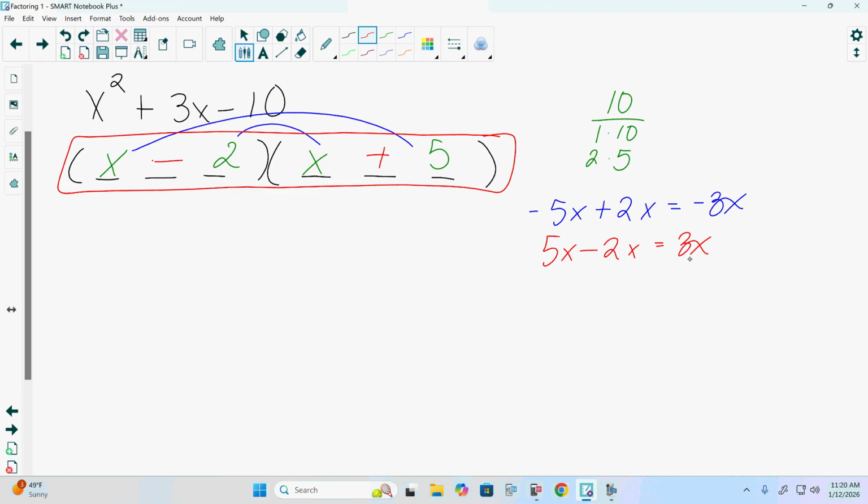And we're going to do more factoring like this tomorrow. But it's essentially going to be almost the exact same.